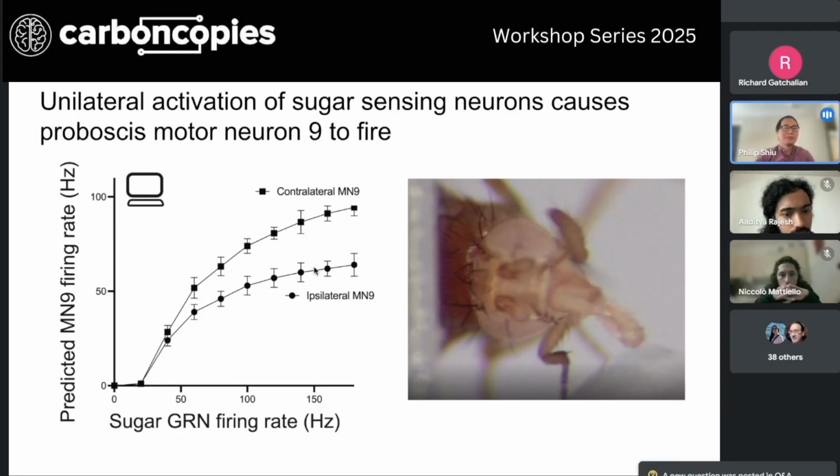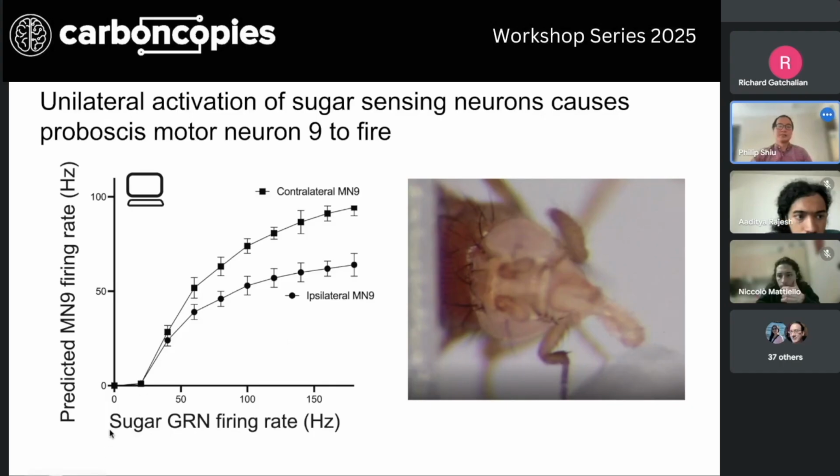In particular, if we gave the fly sugar, then it should cause this particular neuron called motor neuron 9 to fire. And we chose motor neuron 9. There's a bunch of other proboscis motor neurons, but we focused on motor neuron 9 simply because it's the largest. It controls the largest segment of the proboscis, allowing us to fairly easily determine whether or not motor neuron 9 is activated, because we will know whether or not the fly has extended its proboscis.